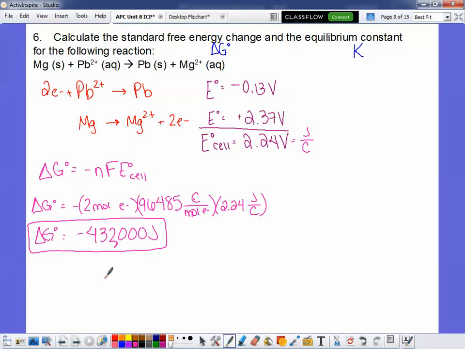And then to find K, we're going to use what equation? The natural log equation.